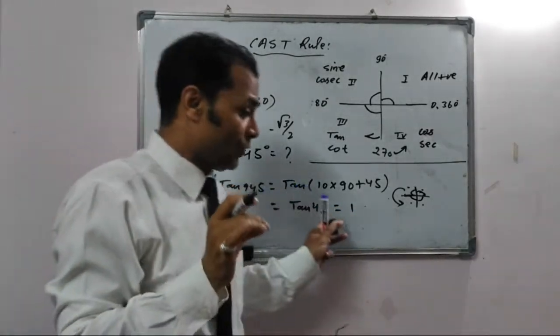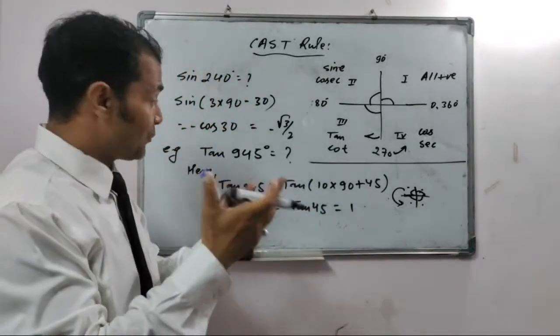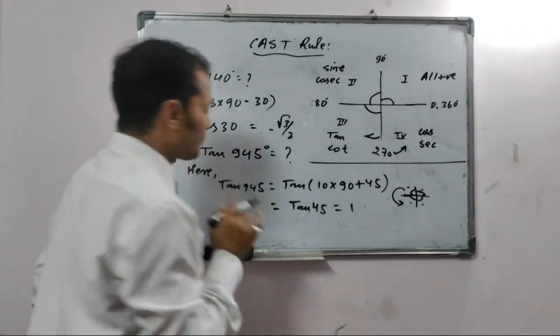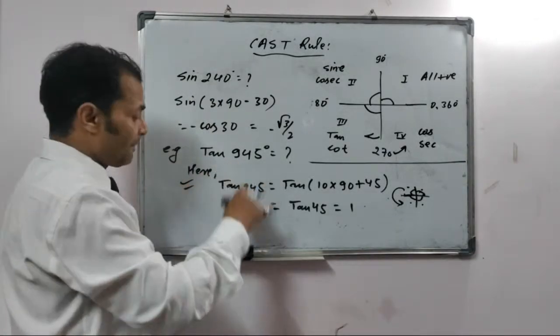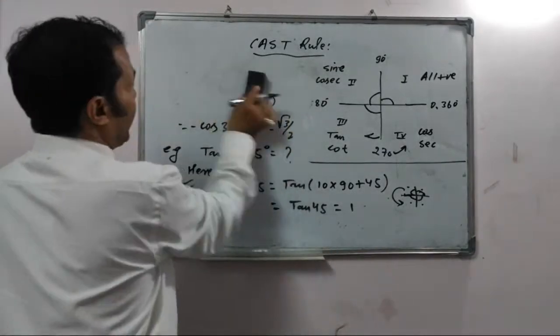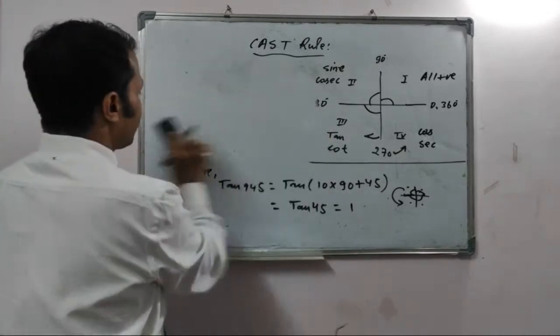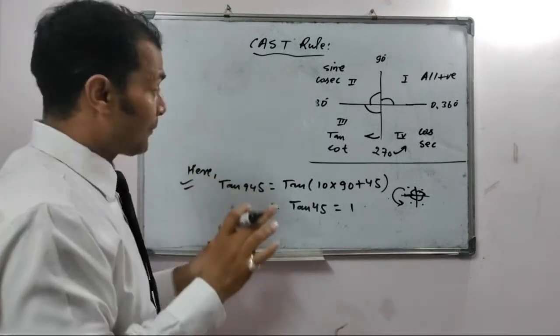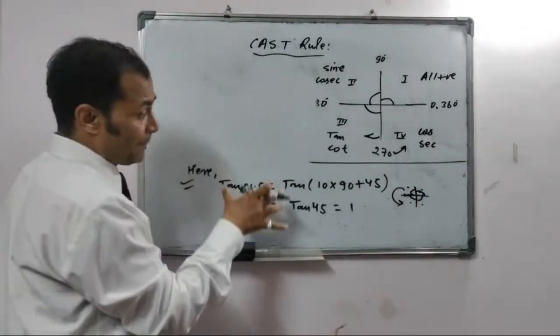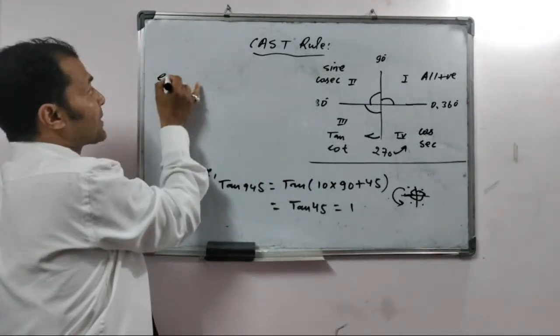Hope you guys know the values of these basic ratios up to 90. So this is how we find the value of tan 945. Alright, hope you guys are understanding this. Very soon I'm going to do multiple angles problem solving, but before that, these are the basics. Now look here, one more example.